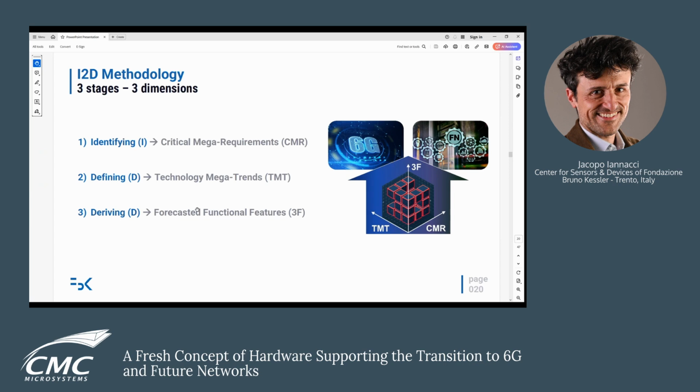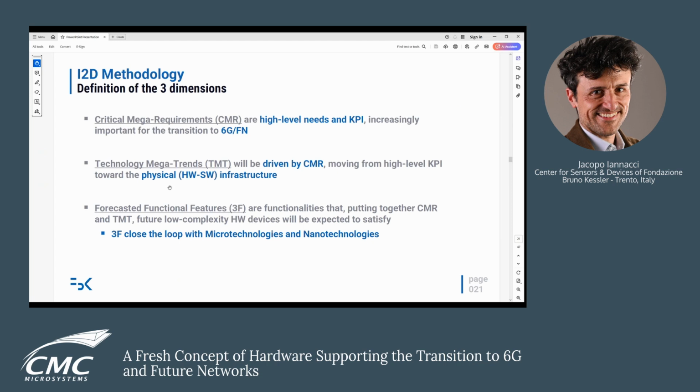So the I2D methodology has basically three conceptual dimensions, which are identifying, defining, and deriving: identifying, let's say, critical mega requirements, technology megatrends, and forecasted functional features. Now we'll see in more detail what these classes of items are. Starting from the very high level, the application level, critical mega requirements are high-level needs and KPIs that are more and more central in the transition to 6G and future networks.